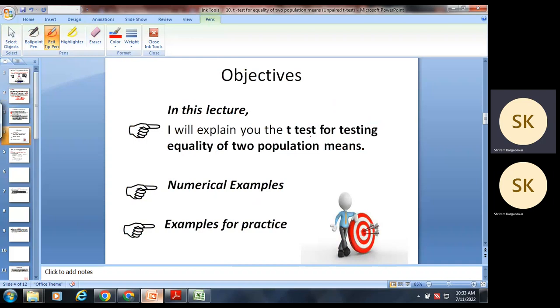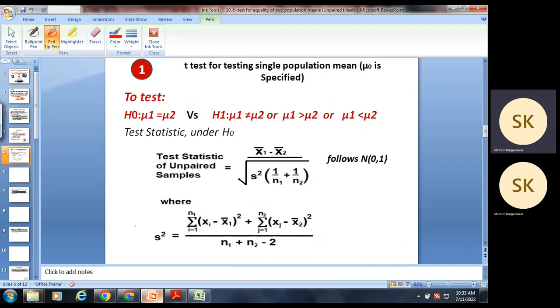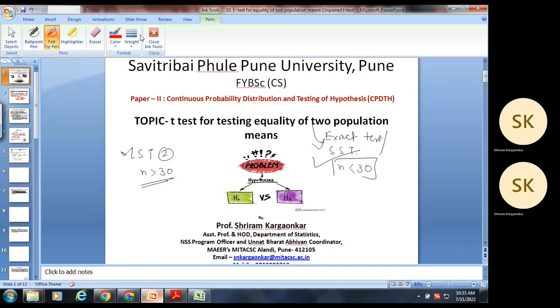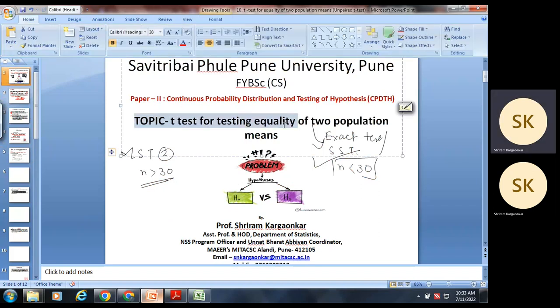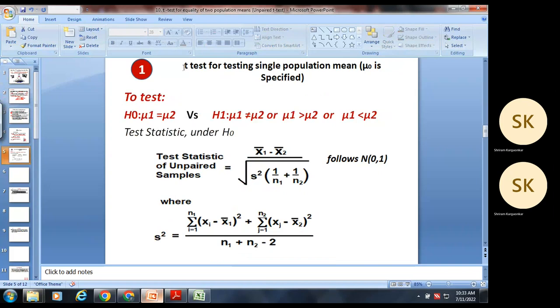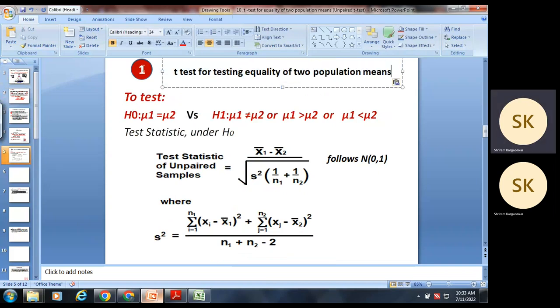Our objective in this case is to test the equality of two population means. Then solve the numerical examples and practice them. So we'll go through it. Now the test statistic: the t-test for equality of two population means. This is the second t-test.